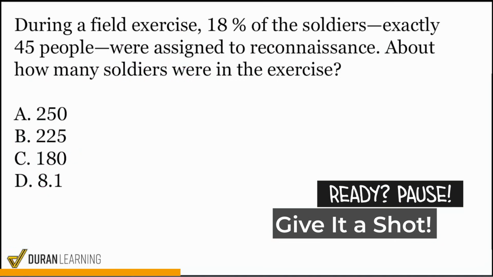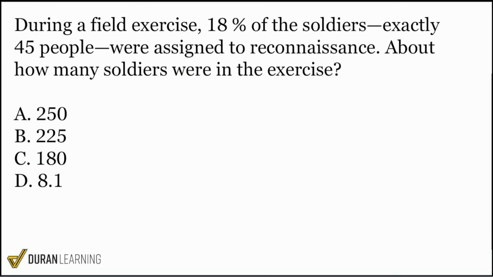So let's try this example word problem, with these choices that we have. Let's understand what we're getting into. The first thing that we do is we read the question sentence. The question sentence says, about how many soldiers were in the exercise? And we have our answer choices over here. But the main thing is about how many soldiers were in the exercise.